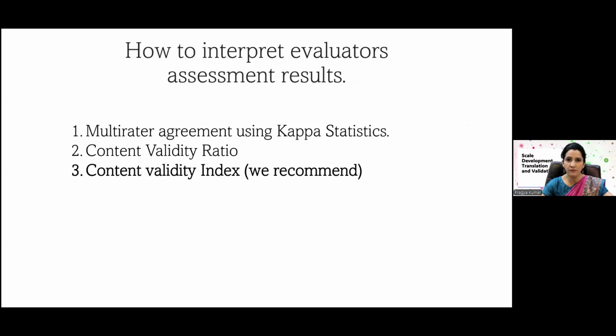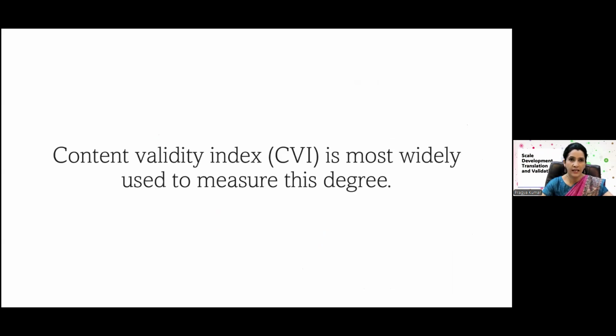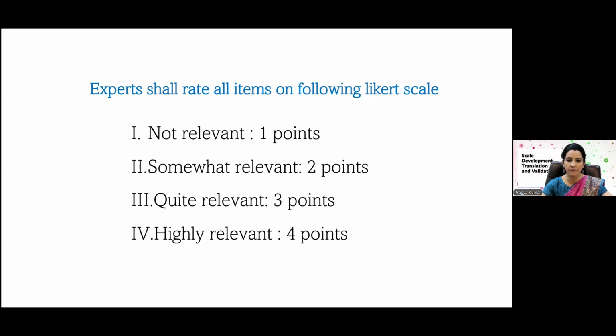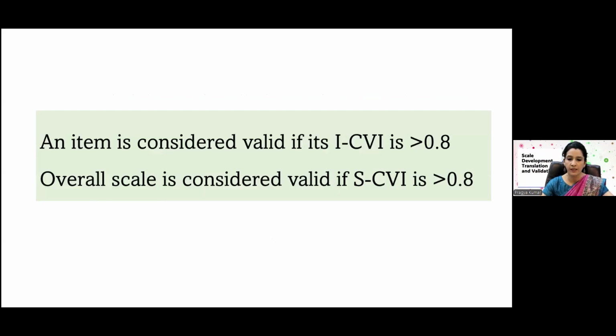Generally, we will show you the content validity index. Content validity index is the most widely used to measure this degree. And this content validity, we do it at 2 levels: content validity of individual items, like we gave you 6 items, and content validity of the overall scale. So these 4 points you receive: not relevant, somewhat relevant, quite relevant, and highly relevant. And then the item is considered valid.